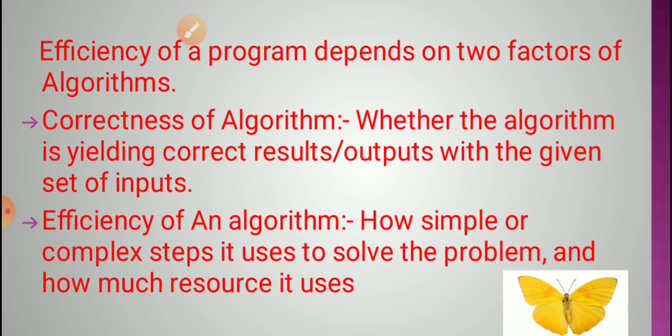Okay children, what are the characteristics of an algorithm? Correctness of the algorithm, and the second one is efficiency of the algorithm. Correctness of an algorithm means it must receive the input and it must provide a correct result or output. Efficiency of an algorithm means how fast it is, how simple or complex the steps it uses to solve the problem are, and how much resource it uses.